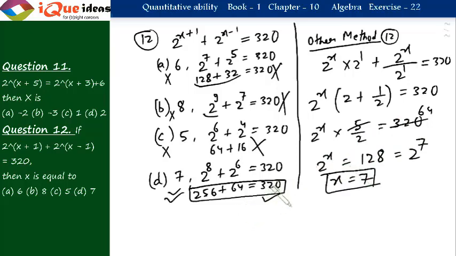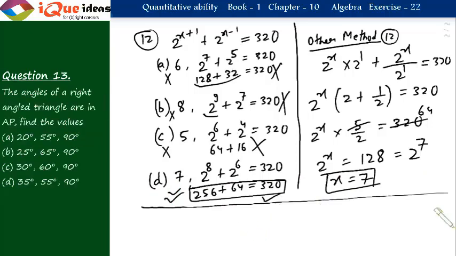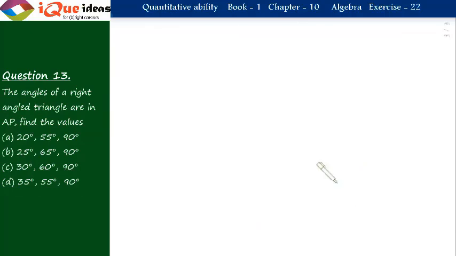Alright. So this is what we have for question number 12. Now let's take the next set of questions. They are based on arithmetic progression. Very simple questions.